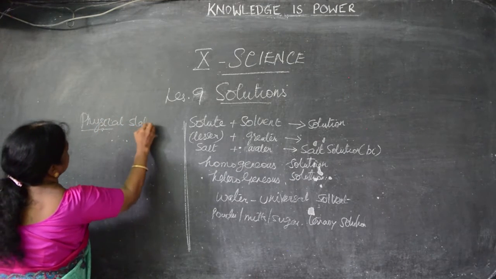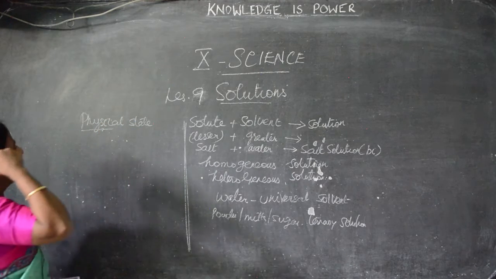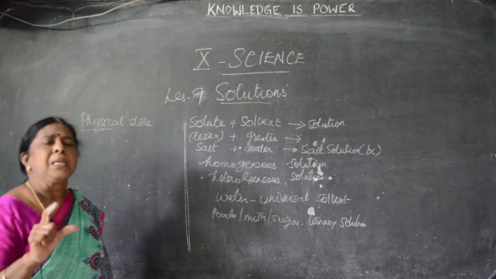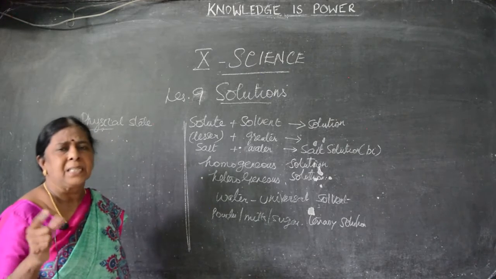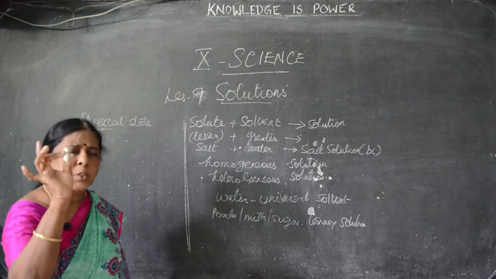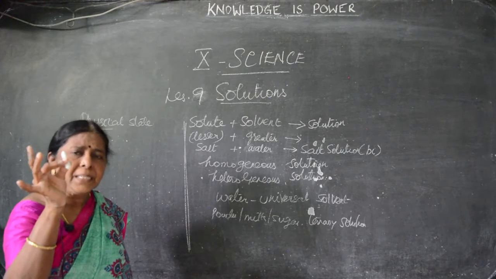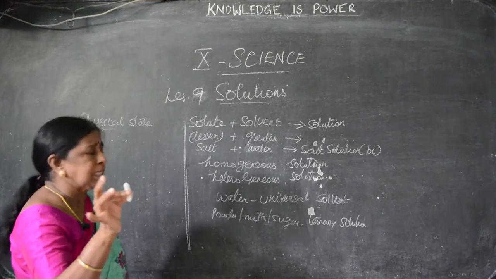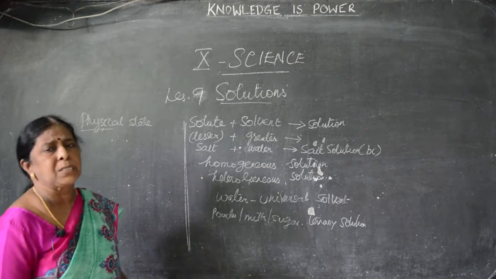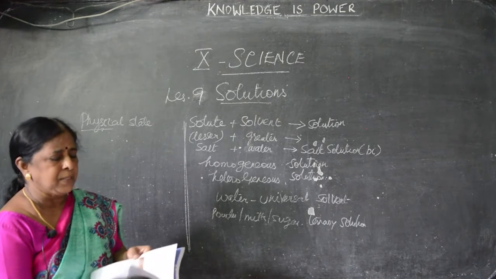Physical state means what? Physical, externally. So what is the physical state? For example, if you are taking water, what's the physical state? Liquid. You see this chalk piece, what's the physical state? It is the solid state. So physical state, the outlook or appearance, is known as what? Physical state.